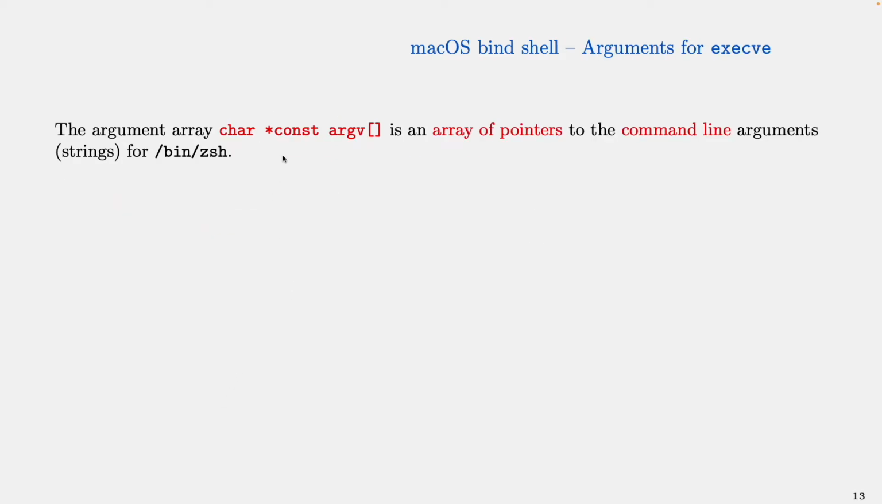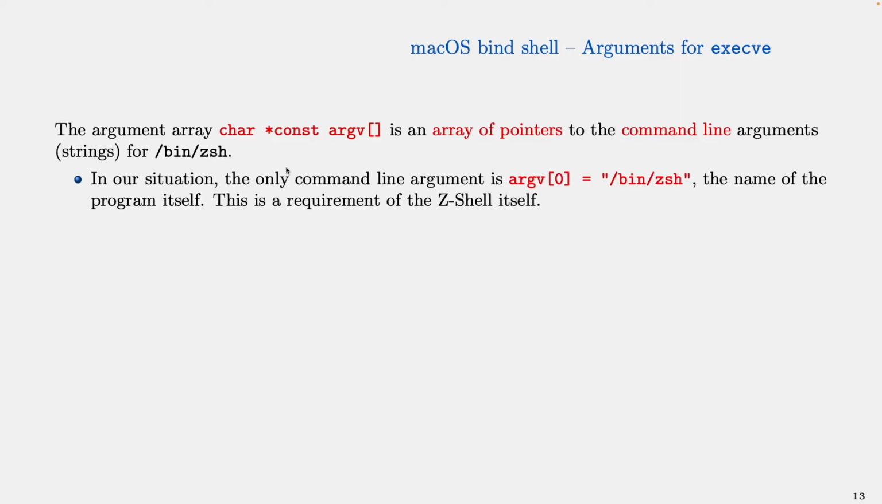As noted before, the second argument for the execve call, argv, is an array of pointers to the command line arguments for our shell, for the binary /bin//zsh. Here we have only one command line argument, which is the 0th argument, if we use the C convention to count arguments. This is the name of the program itself, which is again /bin//zsh. And this is a requirement of the Z shell. It's not a general requirement for the execve call.